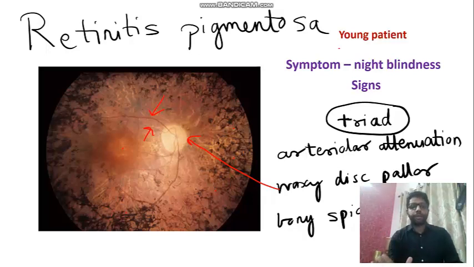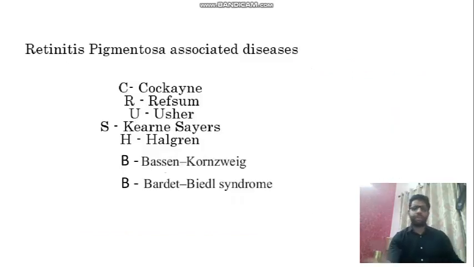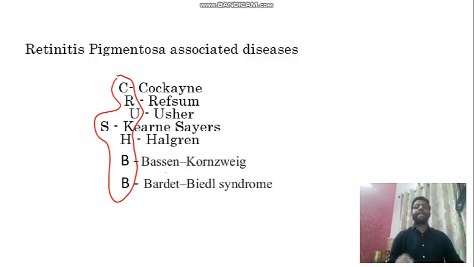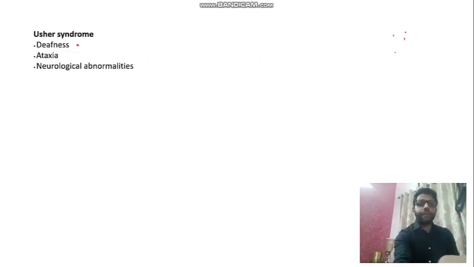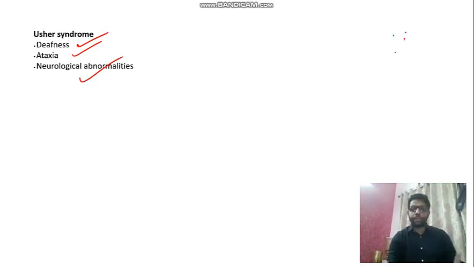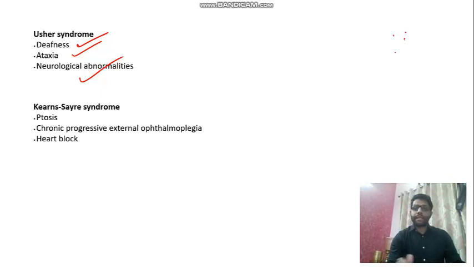Okay, this is typical retinitis pigmentosa, but as I say, it can be associated with some systemic features. You can remember by any of your ways. You can remember the systemic diseases like crush, BB. These are all atypical with systemic syndromes, in which the most common is Usher syndrome, in which the patient will have deafness, ataxia, neurological abnormalities. That's the most common systemic syndrome with pigmentosa. Kearns-Sayre, which has a mitochondrial inheritance, you study in patho. Patient has ptosis and difficulty to move his eyeballs, ophthalmoplegia, and heart blocks.